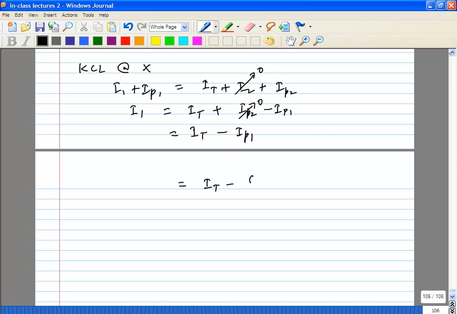What is this current? CGS1 times dV/dt. So this is called the displacement current.